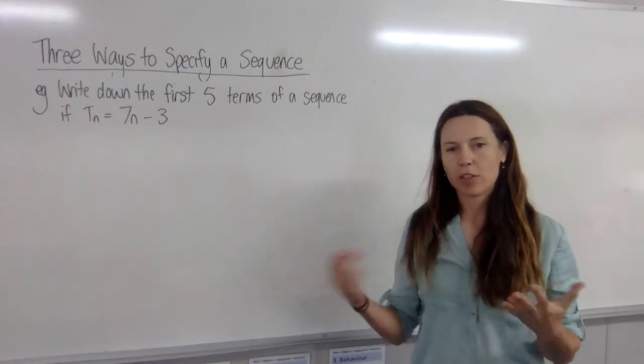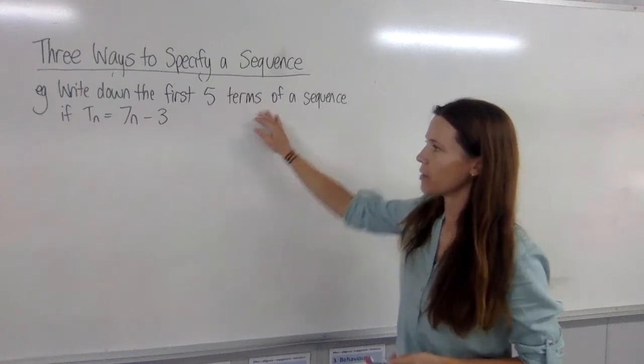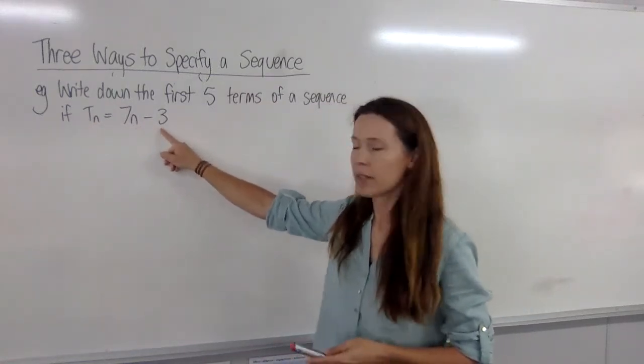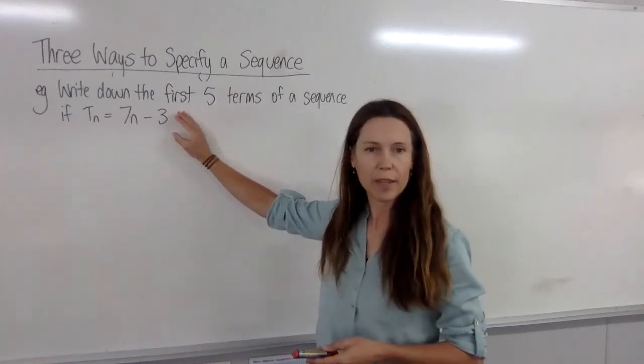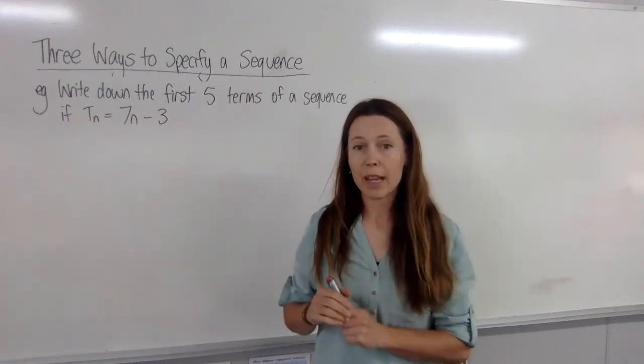So let's practice converting them. In this example, we need to write down the first 5 terms of a sequence if Tn, or the nth term, is 7n minus 3. Now this is the second type. They've just given us a formula for the nth term, and it's not a recursive formula. It's one that we can just use to find any term.